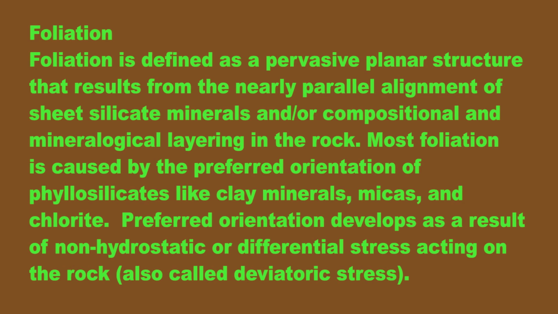Foliation is defined as a pervasive planar structure that results from the nearly parallel alignment of the sheet silicate minerals and or compositional and mineralogical layers in the rock. Most foliation is caused by the preferred orientation of phyllosilicates like clay minerals, micas, and chlorite. Preferred orientation develops as a result of non-hydrostatic or differential stress acting on the rock, also called deviatoric stress. We here review the differences between hydrostatic and differential stress.